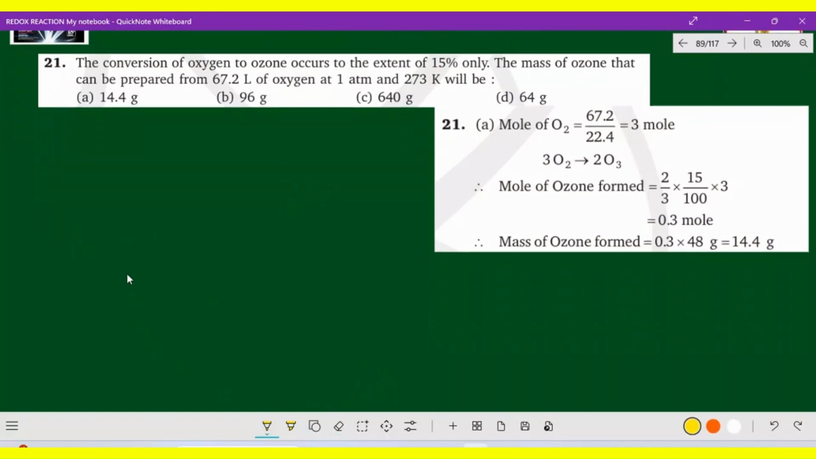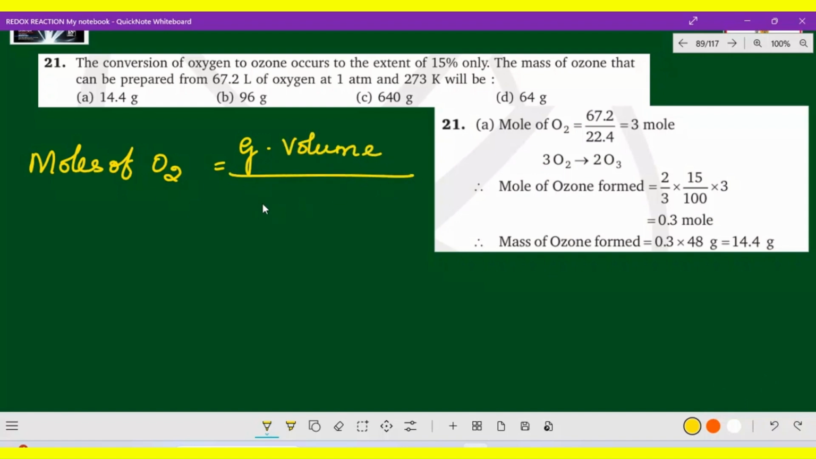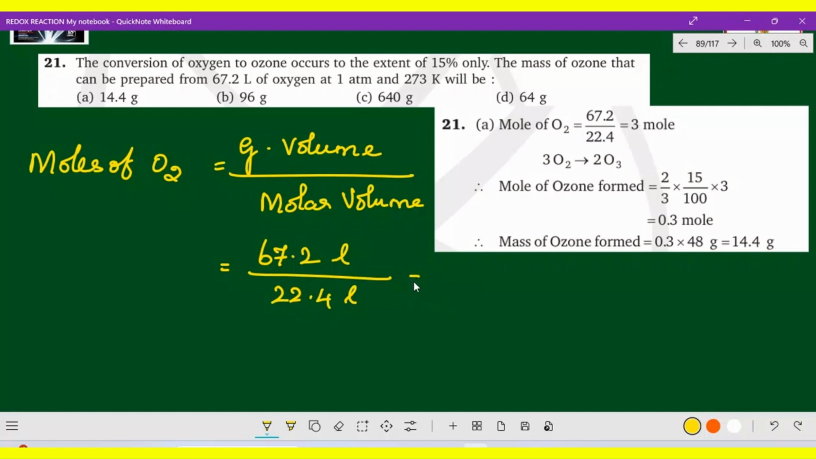So the first point, moles of oxygen. What is the formula here? We can write it as given volume by molar volume. Given volume is 67.2 liter, by molar volume 22.4 liter. So you will get 3 moles.